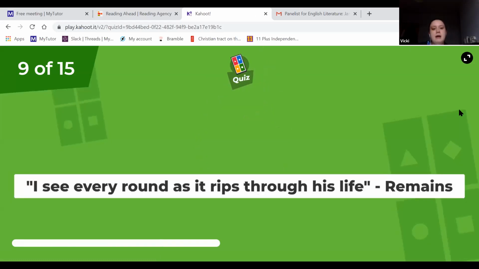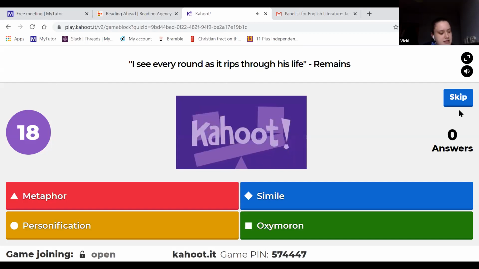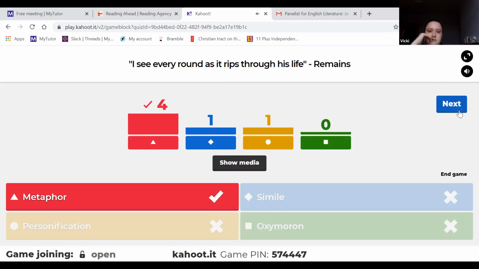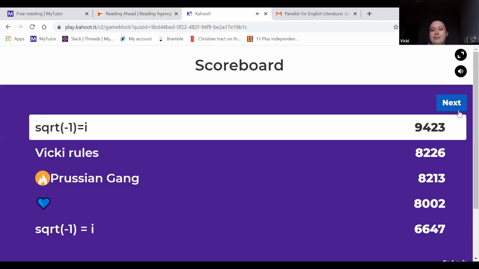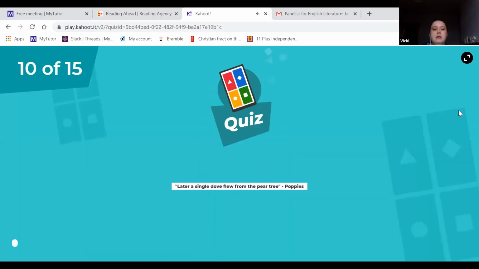"I see every round as it rips through his life, remains." That's Simon Armitage, our current poet laureate. Yeah, that was Bayonet Charge by Ted Hughes, the other one. So it's metaphorical, so it's ripping through his body rather than his life, if you get what I mean.